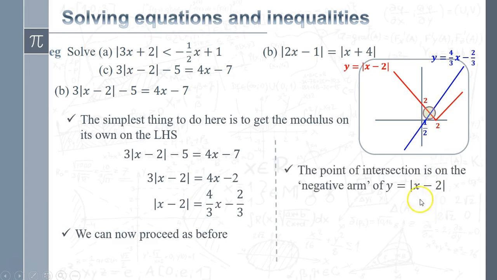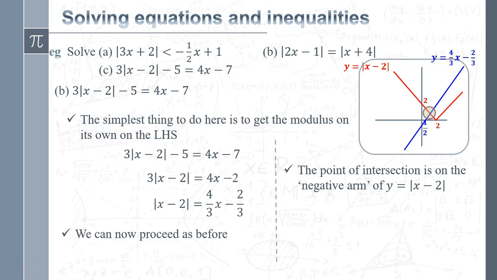There's my point of intersection, and it's where the blue line, 4/3 x minus 2/3, hits the negative arm of our modulus function. And again, I know that this bit here is never going to hit this positive arm because I've got a steeper gradient, which is 4/3 here. The gradient of this bit is 1. So these two lines are going away from each other, so they're never going to hit. So I know I've only got the one point of intersection.